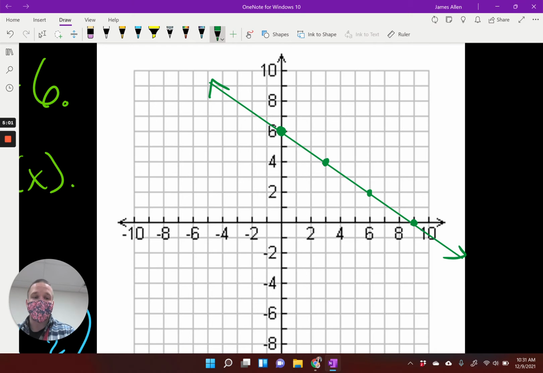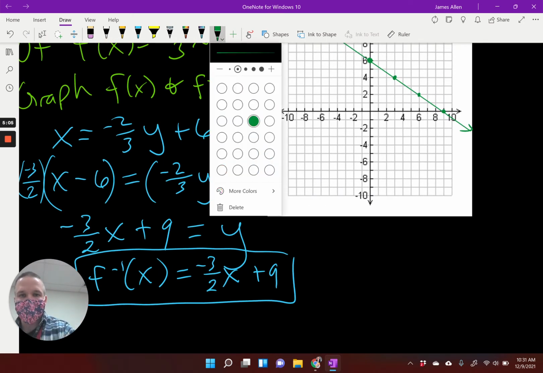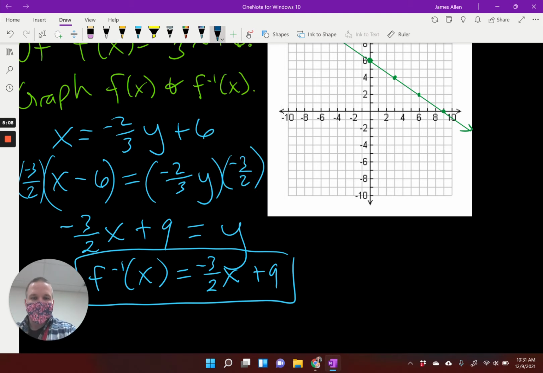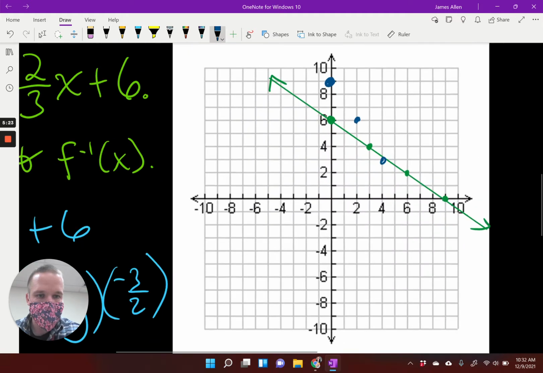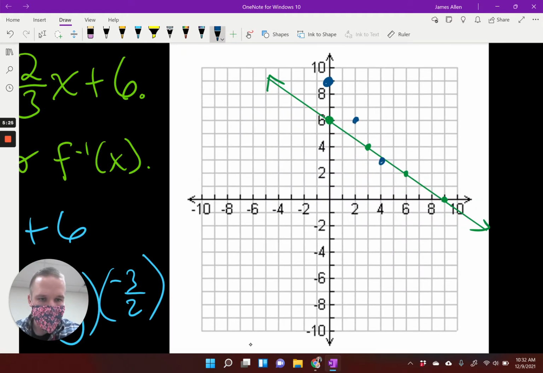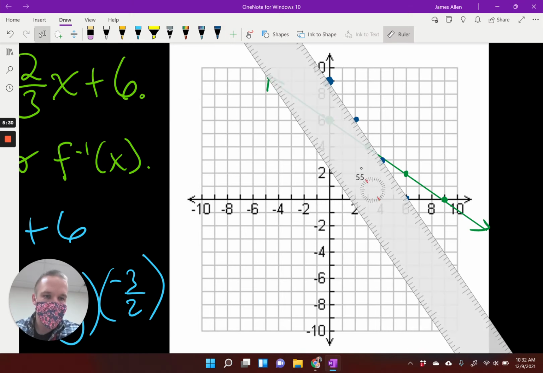That's my graph of f of x. Now, the inverse, I'll do in dark blue. It starts at +9. So I got my y-intercept of 9, and I'm going to go down 3 over 2, down 3 over 2, down 3 over 2. Cool. I'm going to connect all these dots. All right, that's pretty close.